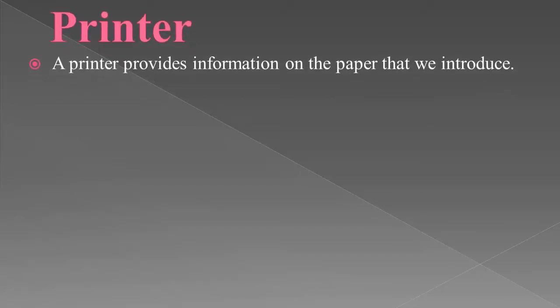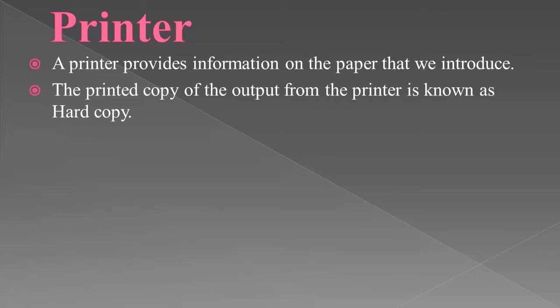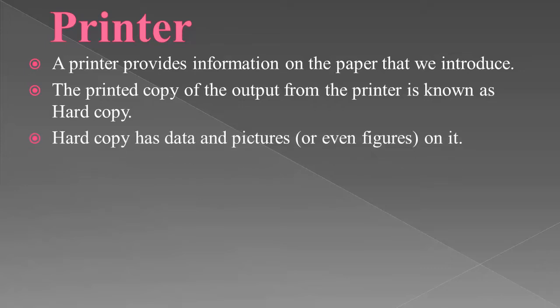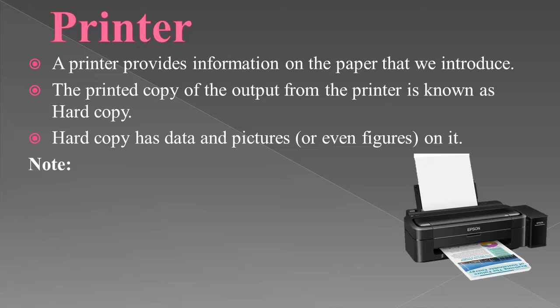Okay, move to the next one, which is printer. A printer provides information on the paper that we introduce. The printed copy of the output from the printer is known as a hard copy. Hard copy has data and pictures or even figures on it. Well, students, a printer is a device that accepts text and graphic output from a computer and transfers the information to paper, usually to standard size sheets of paper. Printers vary in size, speed, sophistication and cost. In general, more expensive printers are used for higher resolution color printing.